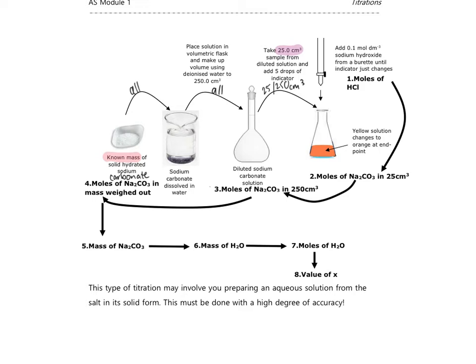Because I'm only taking a 25 cm³ sample, this conical flask only contains 1/10 of the moles of my sodium carbonate. So up to the point of the volumetric flask, all of the moles are transferred in from your solid sample into the beaker, then into the volumetric flask, and we do lots of rinsing to make sure all of that goes in. But then when you take the sample for the conical flask, you're only really titrating 1/10 of it, and we've got to factor that in when we're working backwards for our moles.